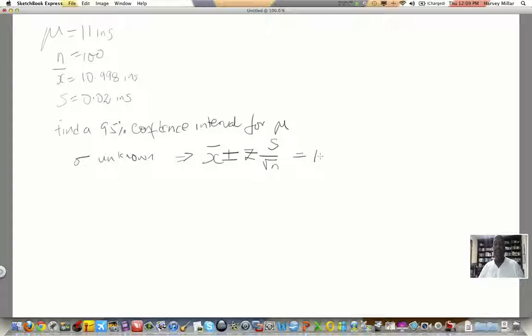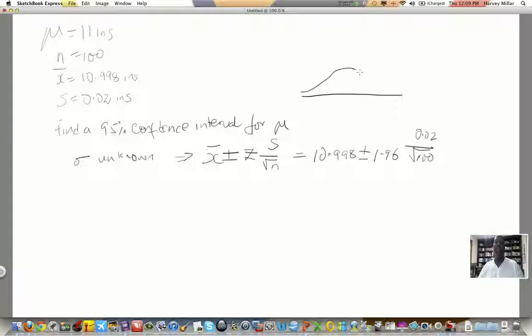We know that x bar is 10.998. What is z? Well, for a 95% confidence interval involving the normal distribution, we know that z is 1.96, and our standard deviation is 0.02. We divide that by the square root of 100. So for those of you that are wondering, where did this 1.96 come from?